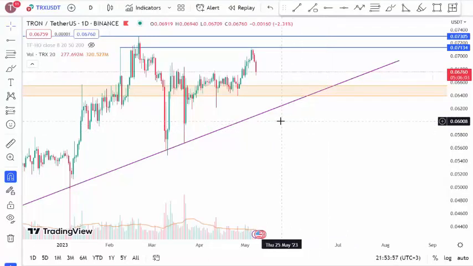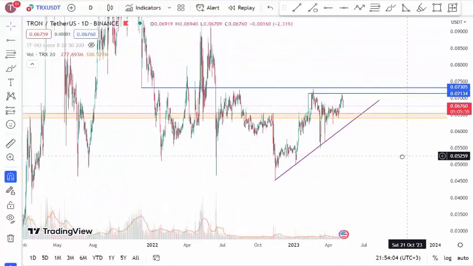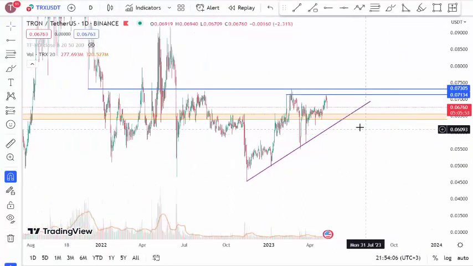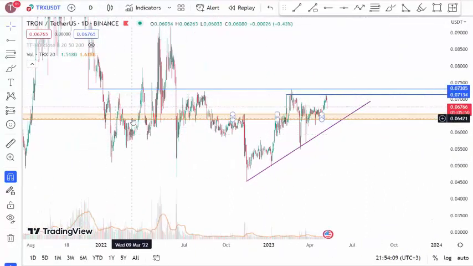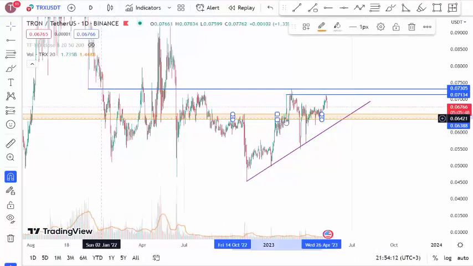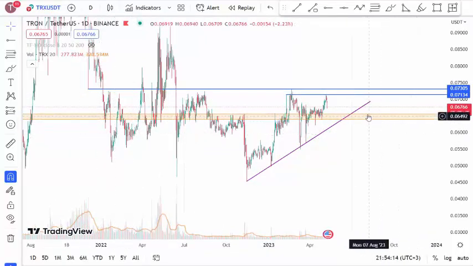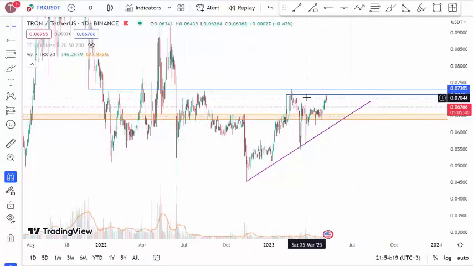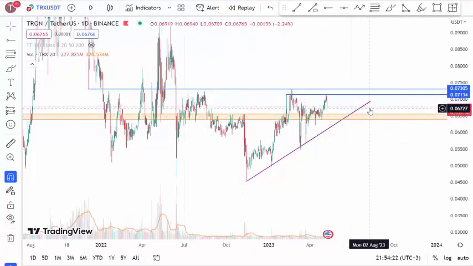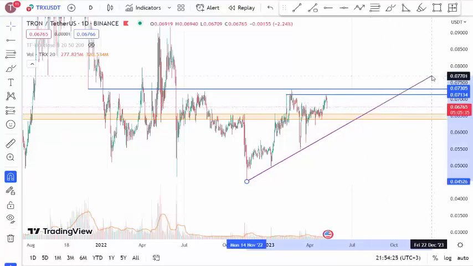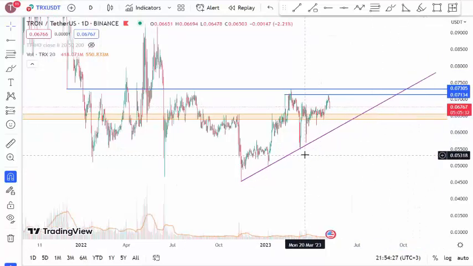Today we will be conducting a technical analysis of Tron coin. Firstly, if we look at the chart from a broad perspective, we can see a very nice support zone where previous touches have occurred, indicated by the orange rectangle. Along with this, we have also drawn our resistance zones. However, the most important aspect is our rising trend channel coming from the bottom.